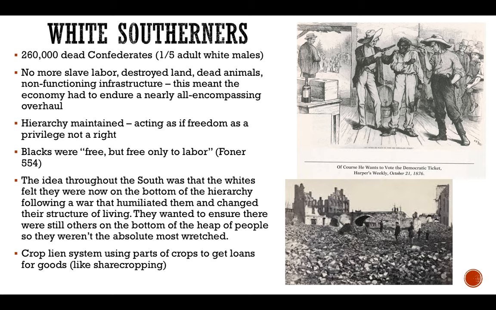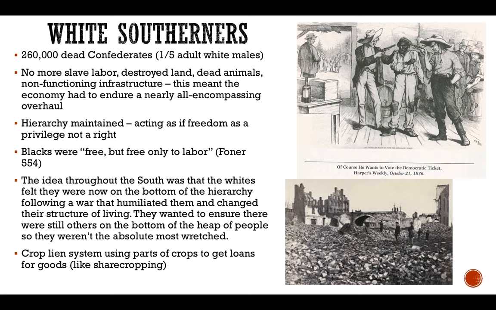So they were trying to figure that out, and eventually the North sent troops in to try to help. There were also groups from the North who went down to try to help them reset their lives. The hierarchy was actually maintained, for the most part, the racial hierarchy that they had set up before. While legally there was no more enslavement, the legal and social realities are often quite different from each other. In this case, the social reality was to act as if freedom was a privilege and not a right.